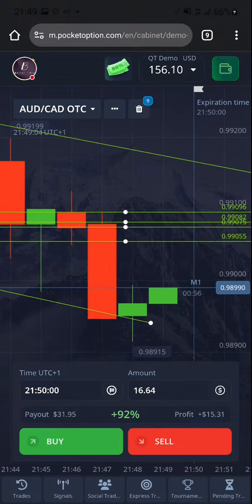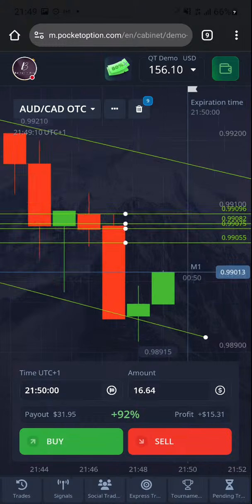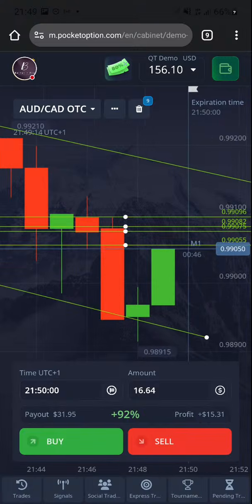I'm going to wait for margin of safety to come back to this level. Then I'll go with the buyers. But if it doesn't come back, so be it. I'm not going to force it. I'm not going to force it at all.